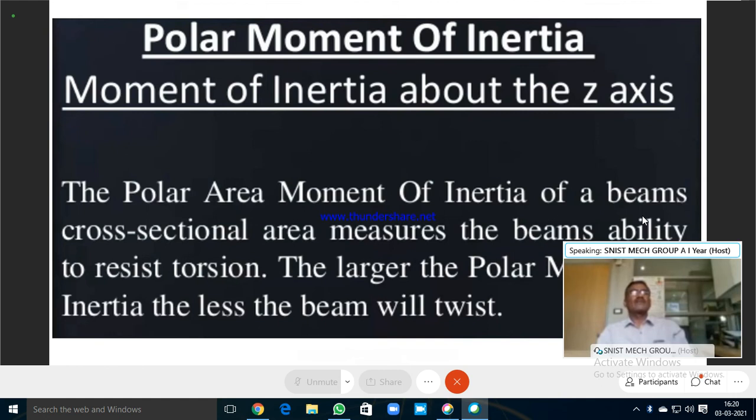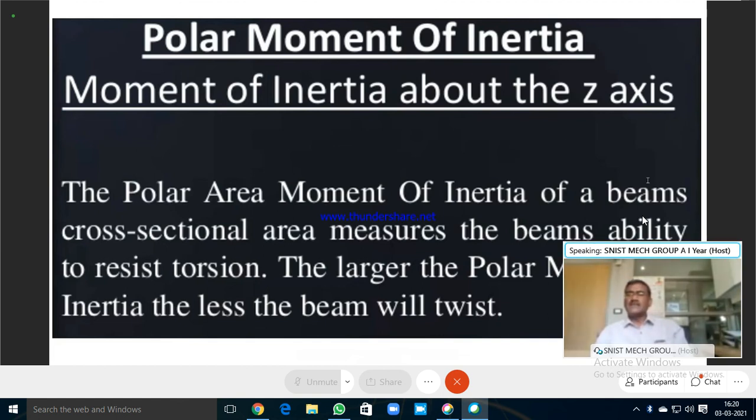Polar moment of inertia is nothing but the ability of the material to resist the torsion or torque. That means you are going to calculate the torsional resistance of a material, and it indirectly gives the strength of materials again. Larger the polar moment of inertia, less the beam will twist. That means it's stronger. So this particular slide gives you the significance of polar moment of inertia. Is it clear? You please write down as significance.